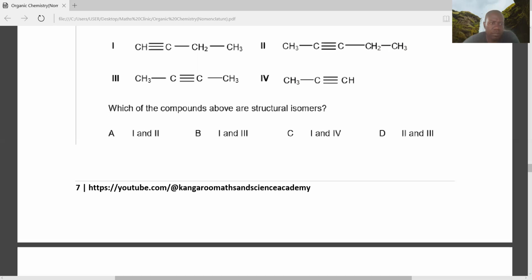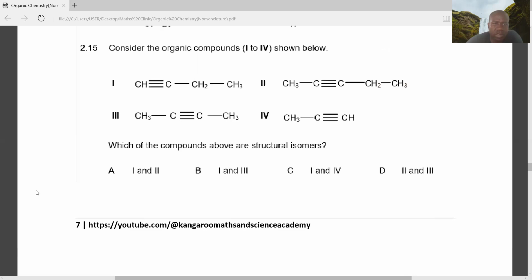Okay, here it says which of the organic compounds above are structural isomers. I think we can easily see that without having to give the naming. Let's count the number of carbons in each so that we can identify the molecular formula of each organic compound. Let's start with this one.